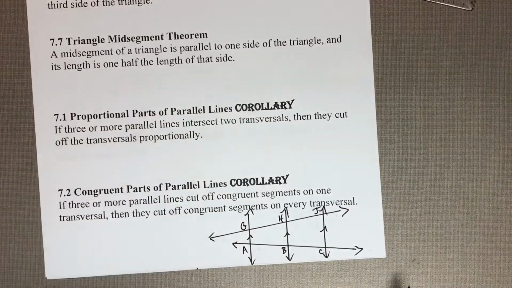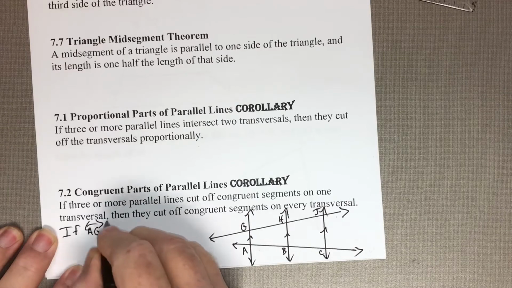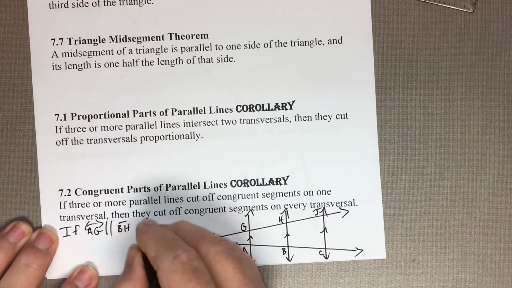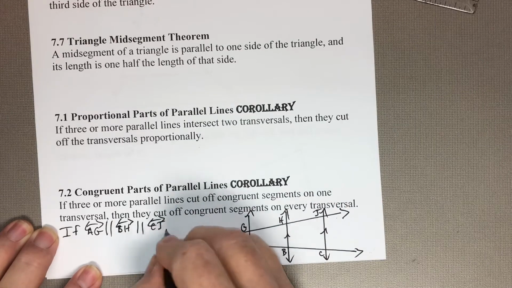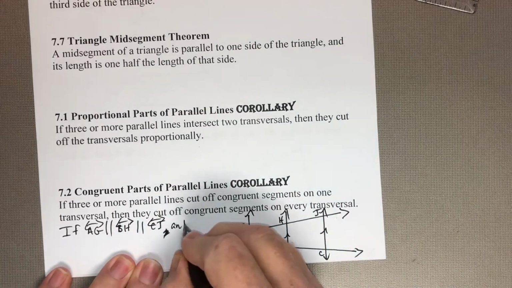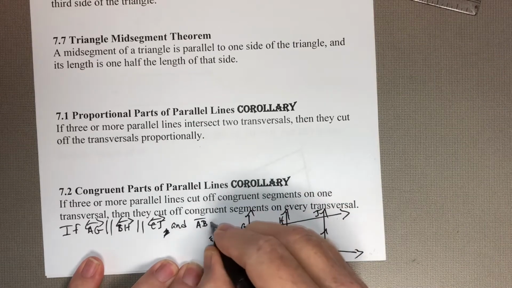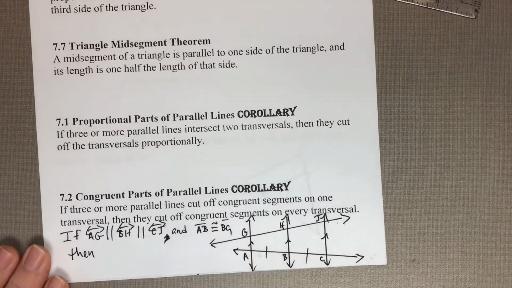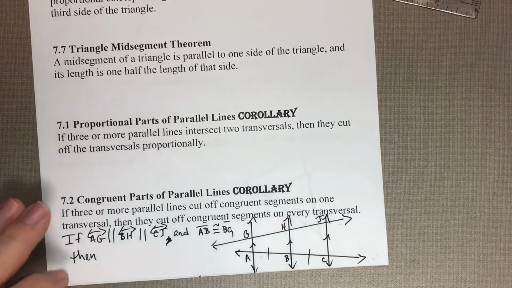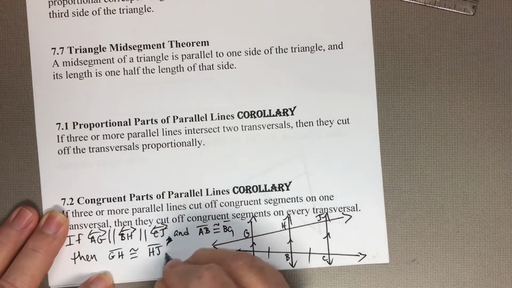If I know that line AG is parallel to line BH and parallel to line CJ, and I also know, given, that segment AB is congruent to segment BC, then any transversal that crosses or intersects those 3 lines would cut off congruent segments on that transversal, which means that segment GH would be congruent to segment HJ. And that's what that theorem tells you.